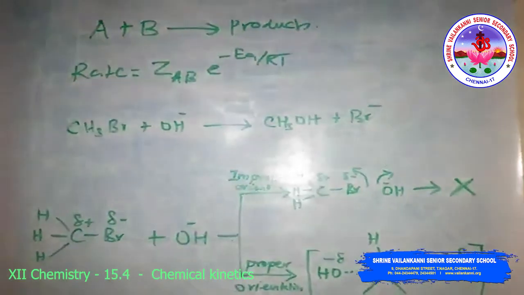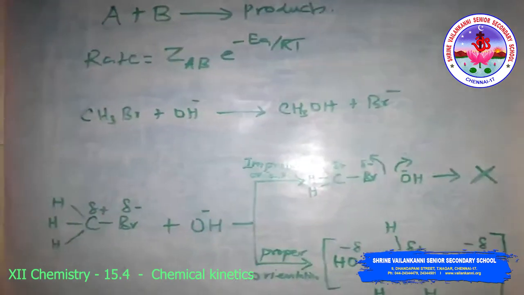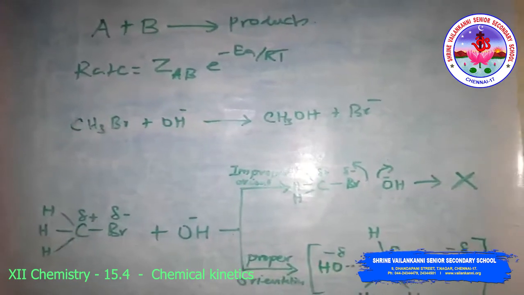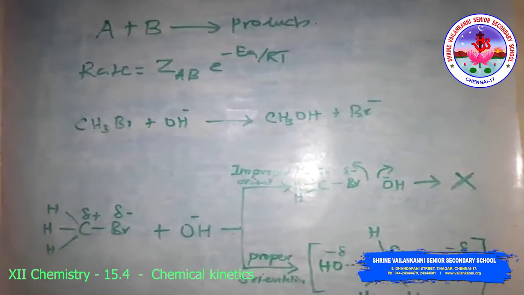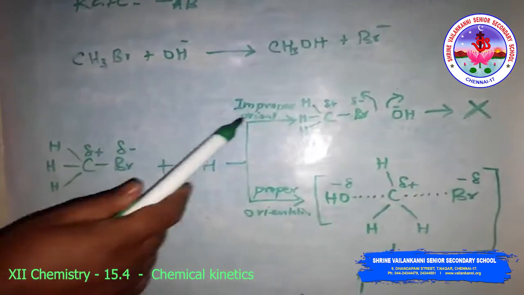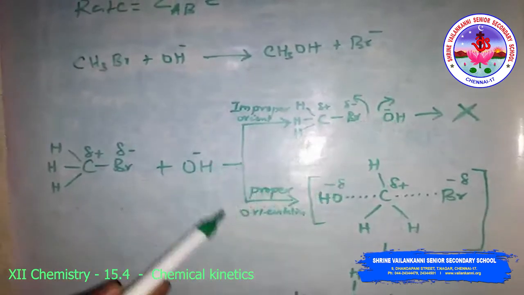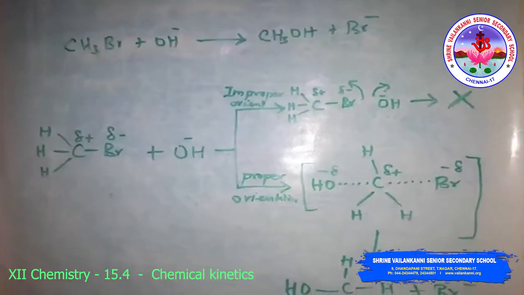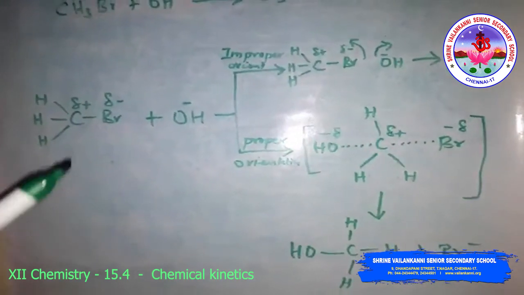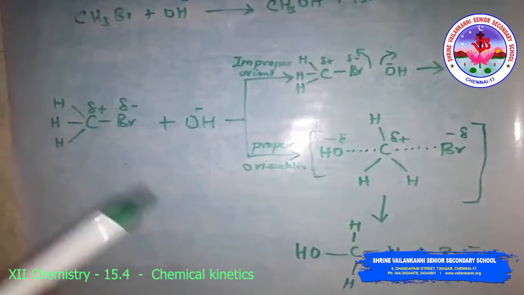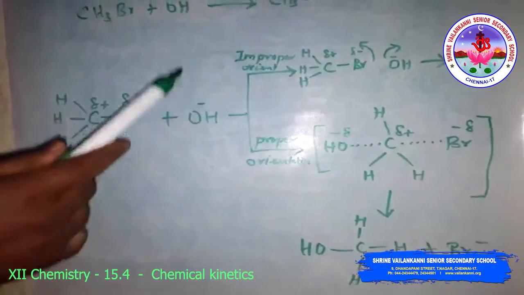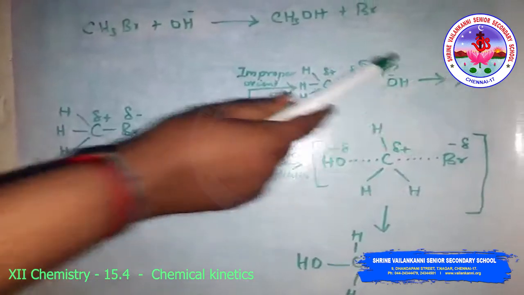For example, the formation of methanol from bromomethane depends upon the orientation of the reacting molecules. Look at this. The bromomethane, that is methyl bromide, reacts with the base. Improper orientation gives no product, and the proper orientation gives the product via an intermediate. That is, the proper orientation of reactant molecules leads to bond formation, whereas the improper orientation makes them simply bounce back and no product is formed.